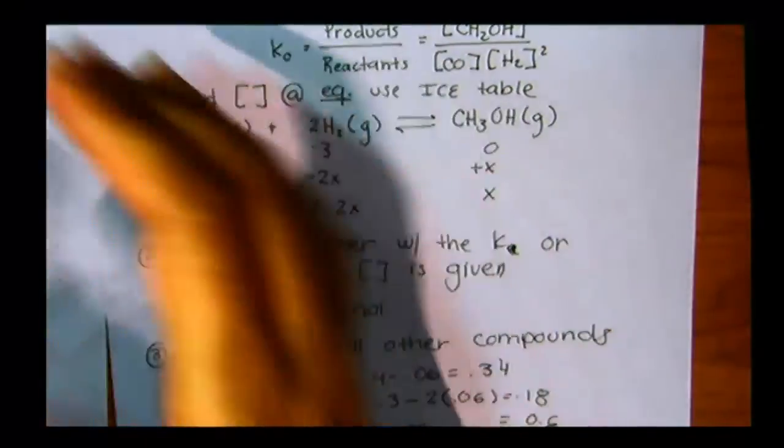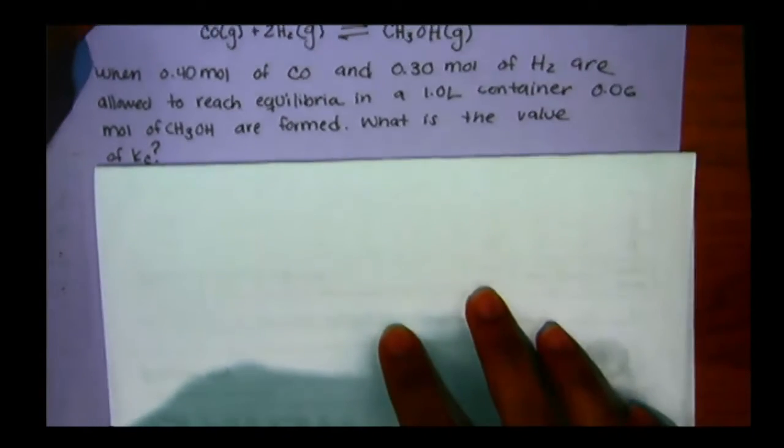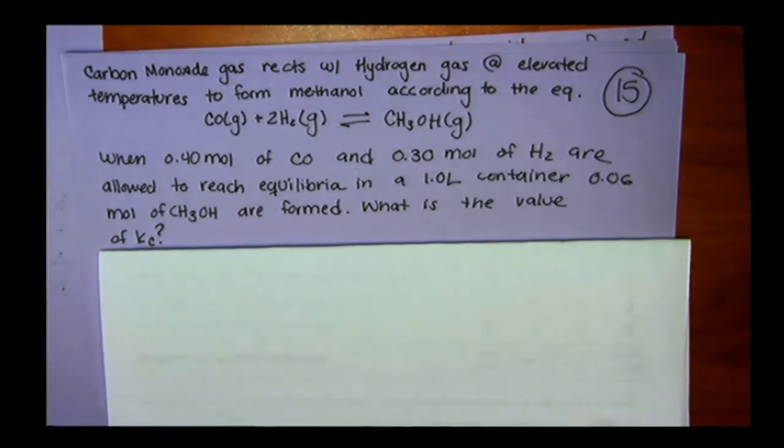All right, so carbon monoxide gas reacts with hydrogen gas at elevated temperatures to form methanol according to the equation below. When 0.4 moles of carbon monoxide and 0.3 moles of hydrogen gas are allowed to reach equilibria in a 1 liter container, 0.06 moles of CH3OH are formed. What is the value of Kc? So the first thing I'm going to do is write my Kc expression. Kc is products over reactants.